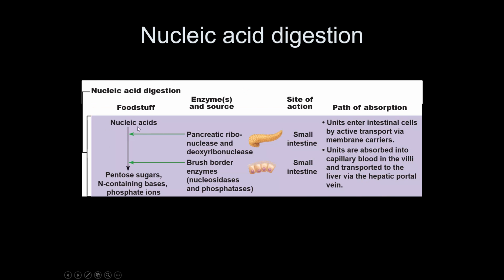Nucleic acids, again, are DNA and RNA. While they're not providing calories, they are providing us with nucleotides. Nucleases are produced by both the pancreas and some of the glands in the small intestine as well.